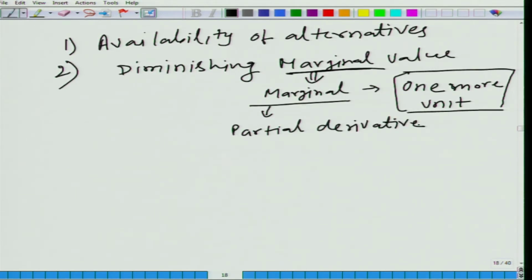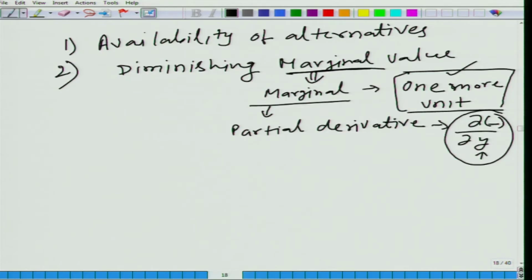In mathematical terms, marginal is nothing but del by del y, where y is the variable that we are changing and we are observing its effect on the variable written here. In other words, it is the slope, while keeping everything else constant. But this definition is also as good as this one. This one is more precise, but we will do with one more unit definition. That's good enough for us.